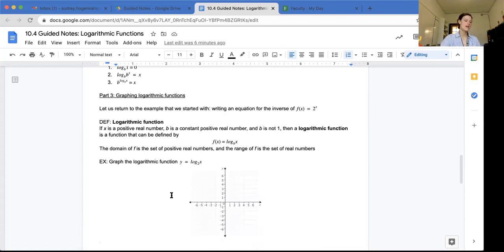And then part 3 is about graphing logarithmic functions. So if x is a positive real number, b is a constant positive real number, and b is not 1, then a logarithmic function is a function that can be defined by f of x equals log base b of x. The domain of f is the set of positive real numbers, and the range is the set of real numbers. So the domain, which talks about the x values, is only positive.